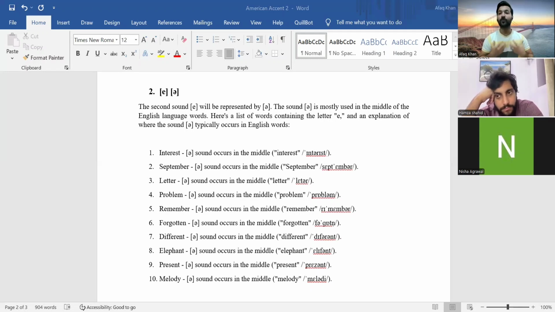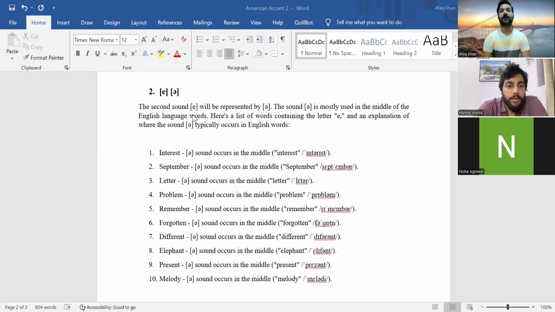And now we're going to move to the second sound that's associated with the letter E, and that's a schwa sound. We're going to see how a schwa sound actually sounds, and we're going to learn how to produce these sounds right now. Okay, so Hamza, I want you to start reading from here, please.